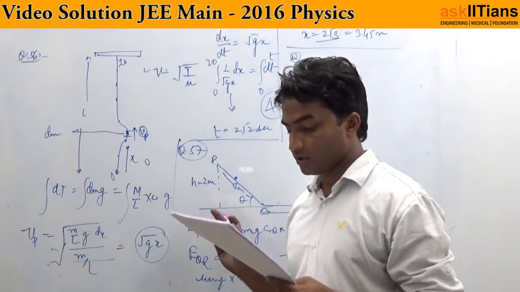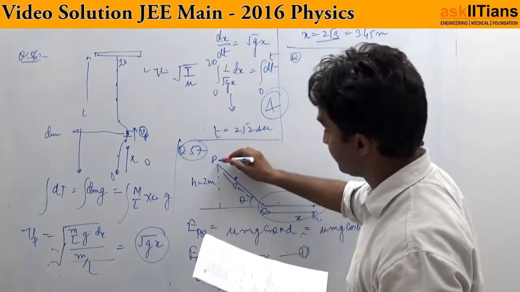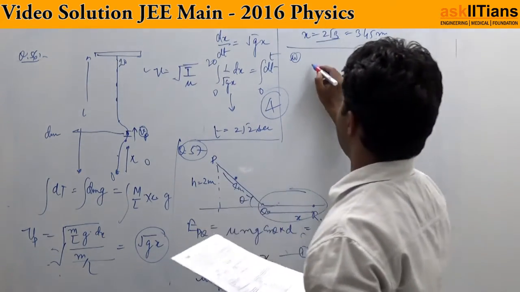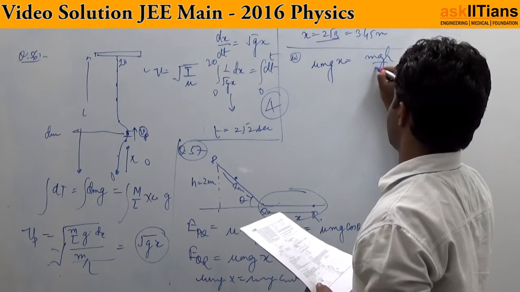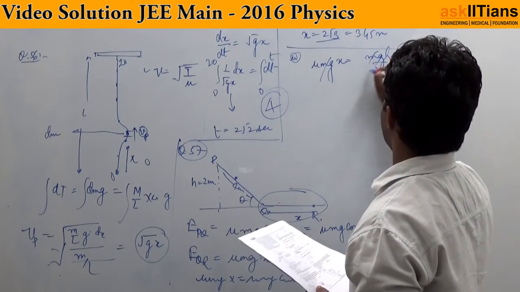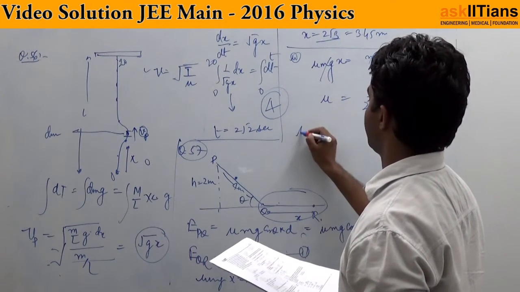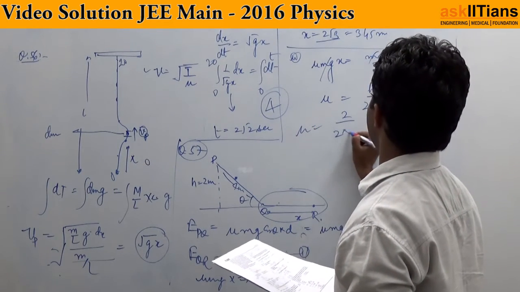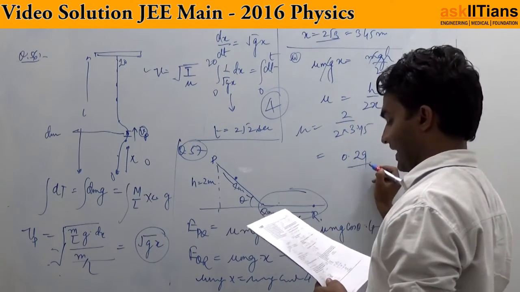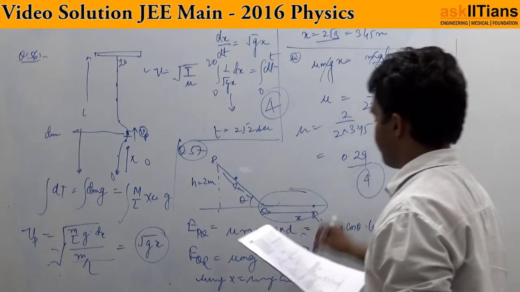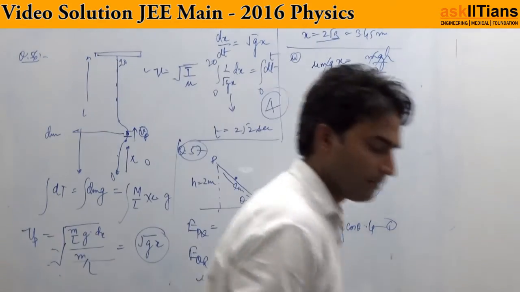It means the energy lost across this path is just half of the energy from P if it were smooth. So mu m g x is equal to mgh by 2. Substituting the values, mu is equal to h upon 2 into x, so mu is equal to 2 upon 2 into 3.45. Solving this, we get 0.29. Hence both the values match with option 4. This was an easy question directly taken from laws of motion and work, energy, power.